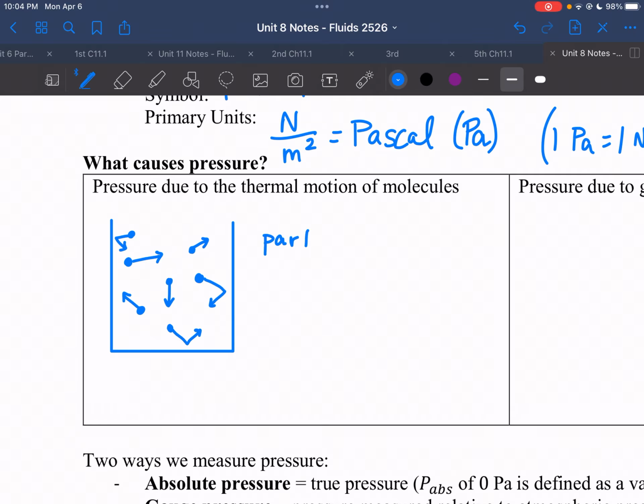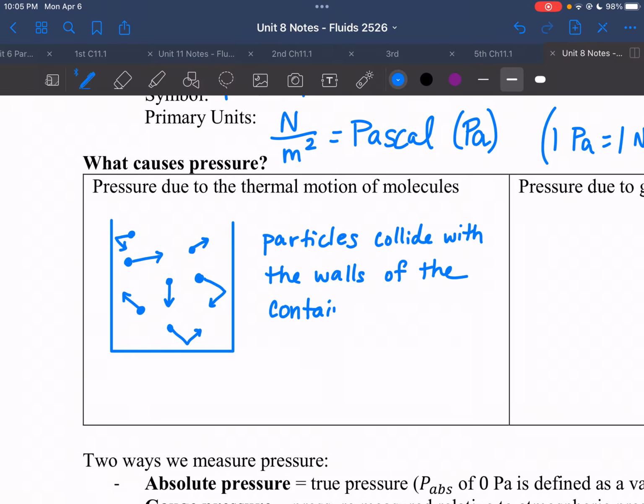So particles collide with the walls of the container. And then the collision creates a force. This is pressure at the microscopic level. So this is looking at what's happening with the particles for each individual one.